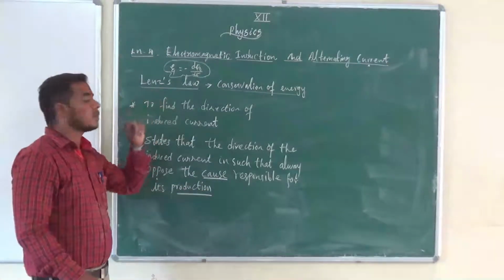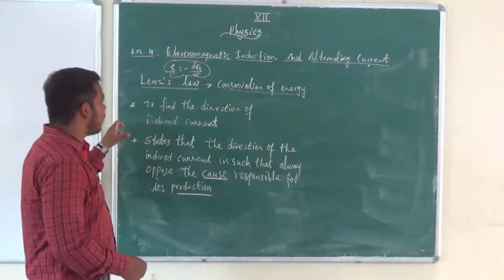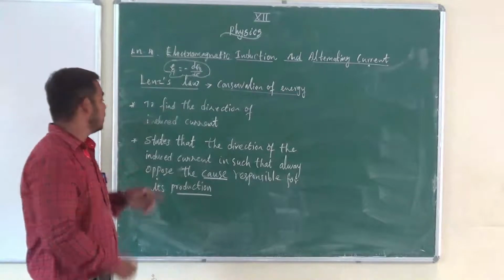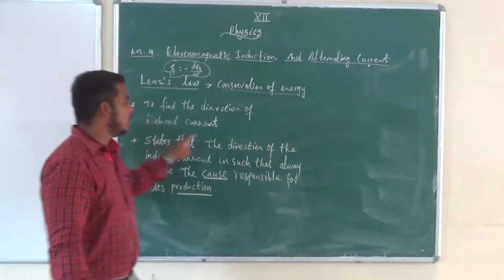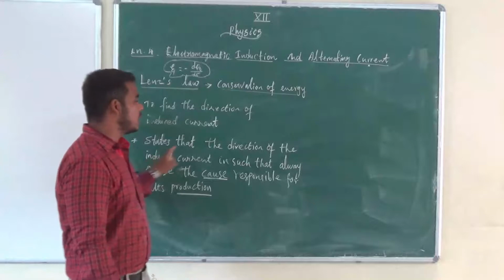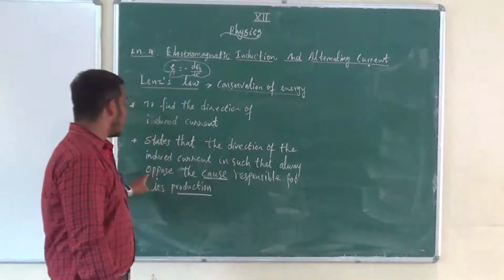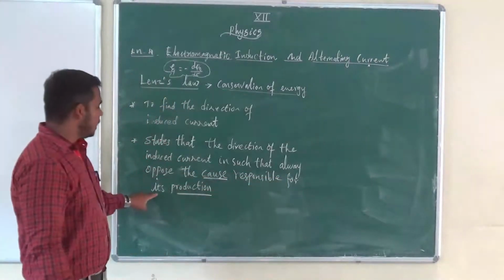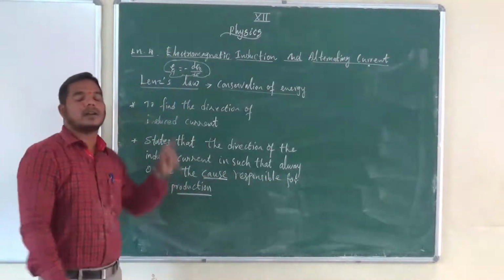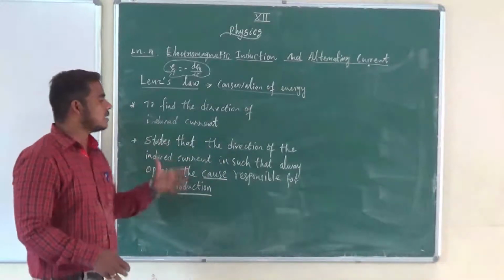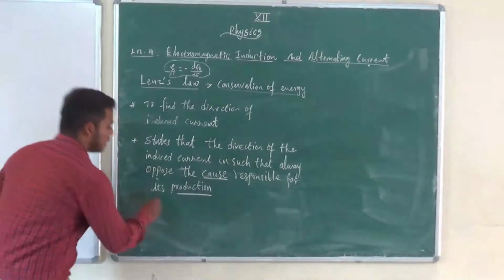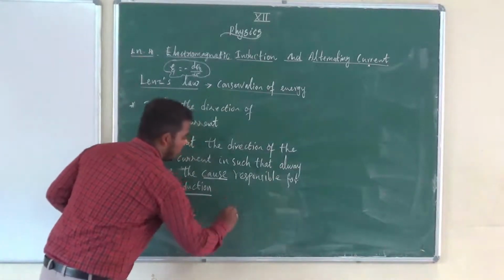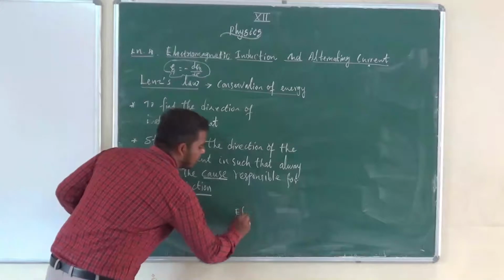So Lenz's law is used to find the direction of induced current. First we will see the statement of the law. Lenz's law states that the direction of the induced current is such that it always opposes the cause responsible for its production. Here, what is the cause and what is the production? The production is what we call the effect.